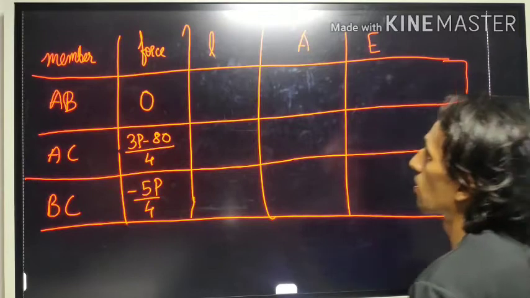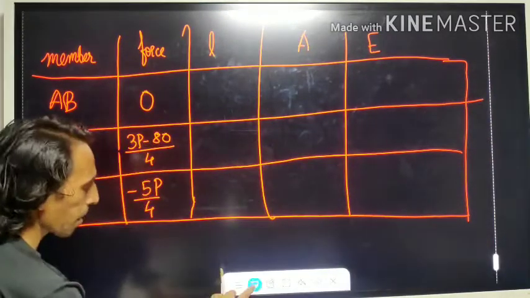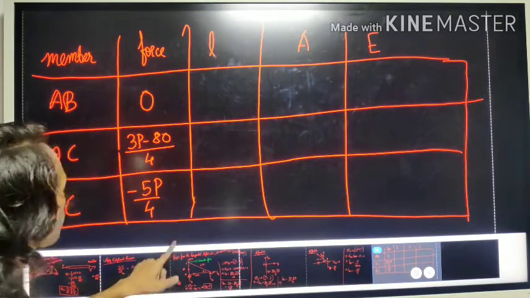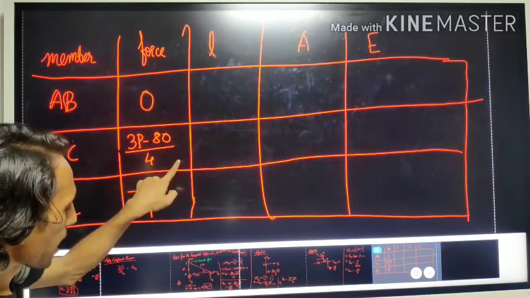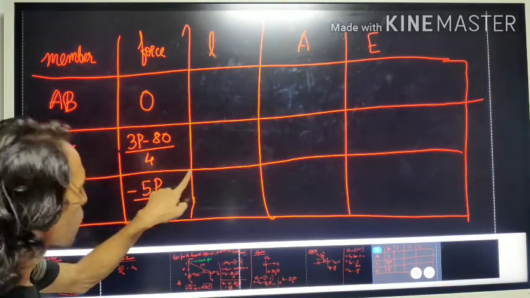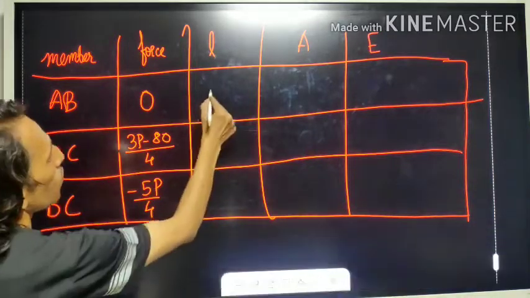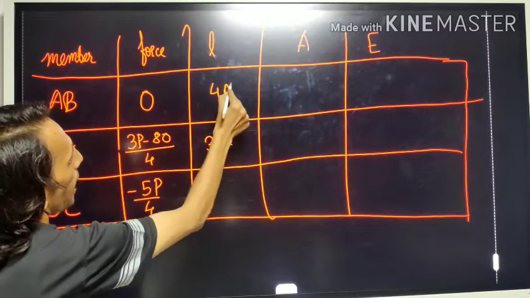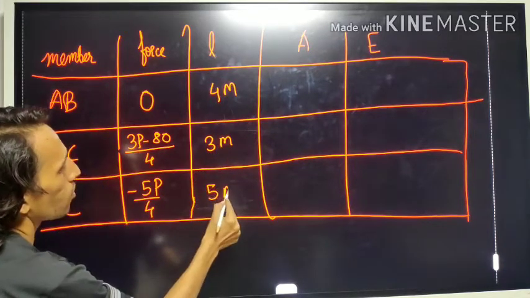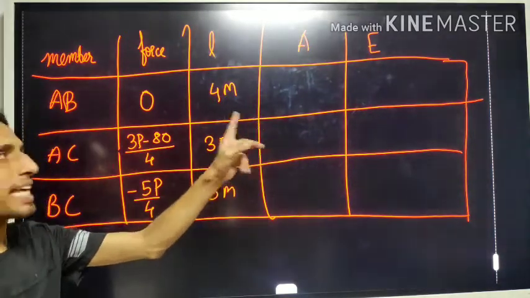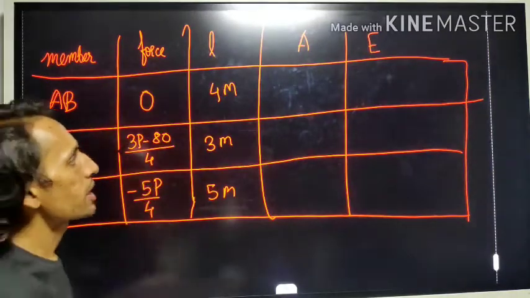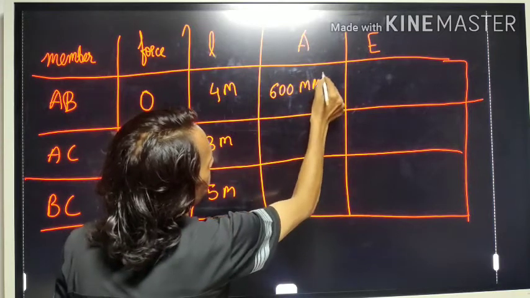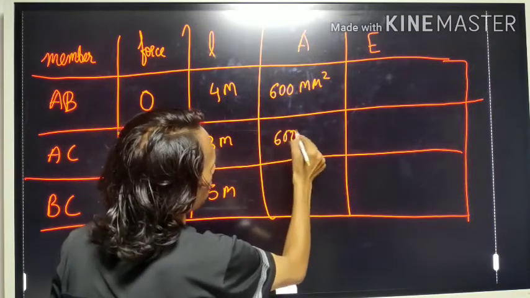So what were the lengths of these members? So AC was 3 meter, AB was 4 meter. So this was 4 meter, this was 3 meter, and this was 5 meter. What was the cross-sectional area of all the members? It was 600 mm square.